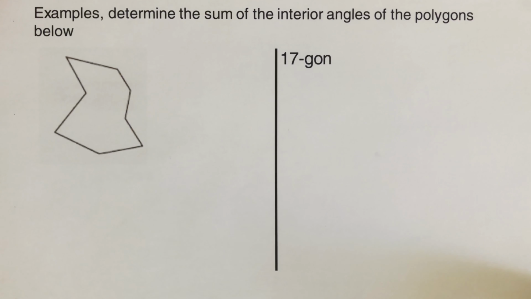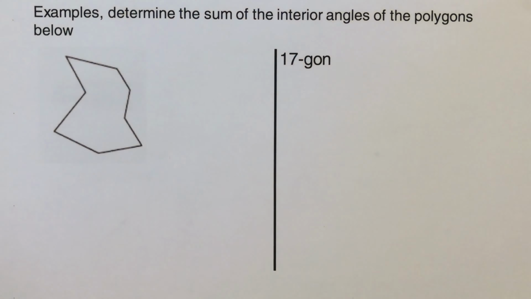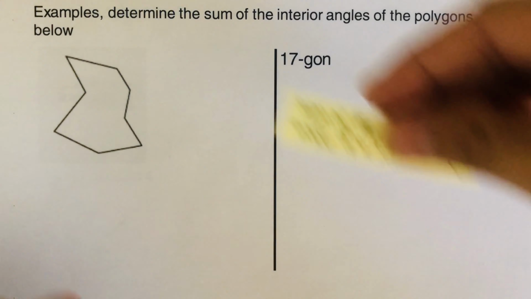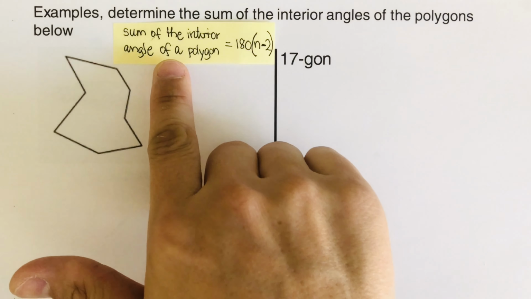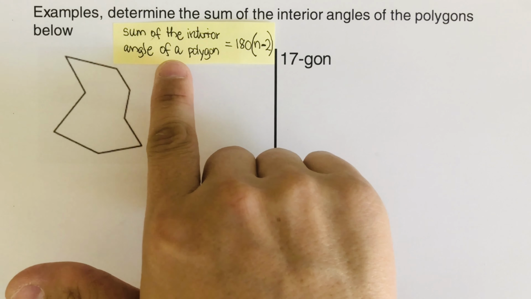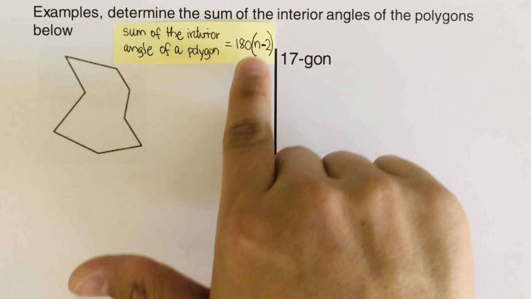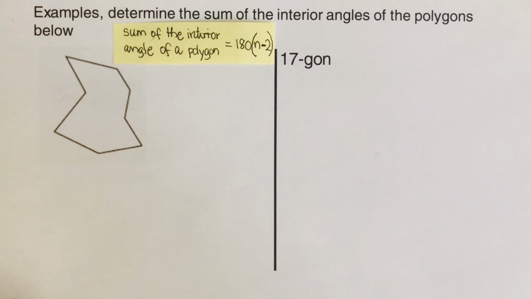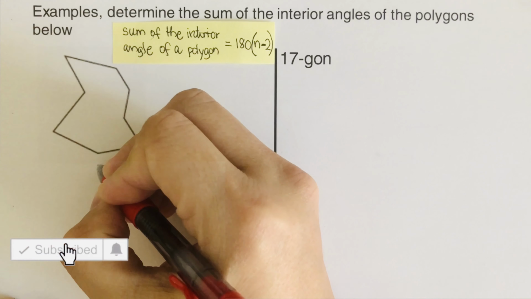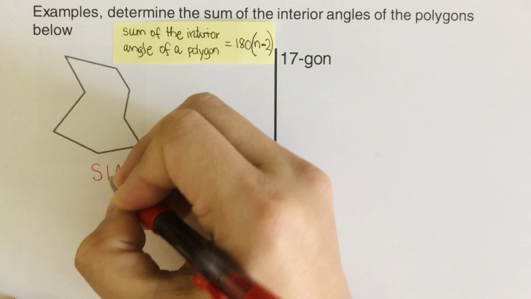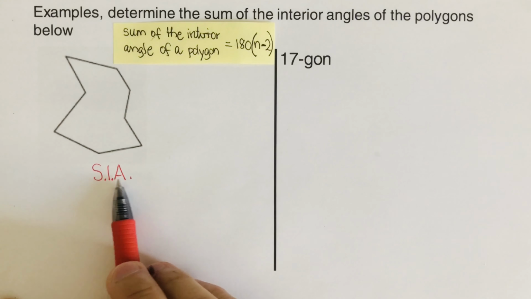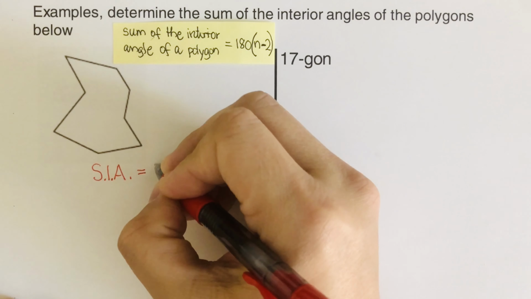We have a polygon right here, and we are supposed to determine the sum of the interior angles. At the beginning we came up with a formula for the sum of the interior angles. I'm going to put that up here so we can go back to it. Sum of the interior angles of any polygon is equal to 180 times n minus 2. I'm just going to write an acronym, SIA, for the sum of the interior angles of a polygon.